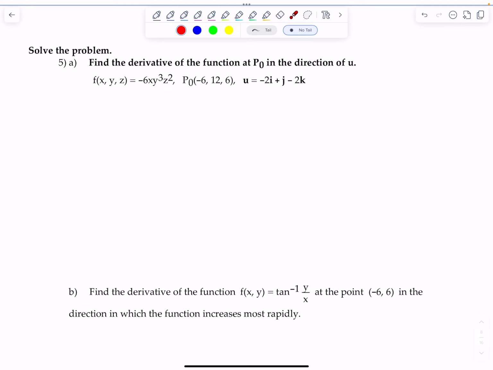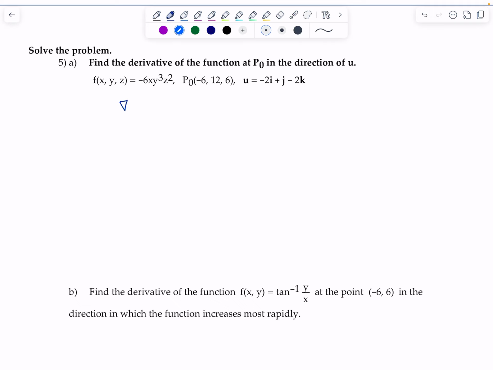Find the derivative of the function at P naught in the direction of u. So what we need is a directional derivative, and hopefully you remember how to find that. You take the gradient of your function and then you send it in the direction of u, but u has to be a unit vector. And even though they called it u, which usually we use for unit vectors, this one is not a unit vector. So rude. Okay, it's fine.